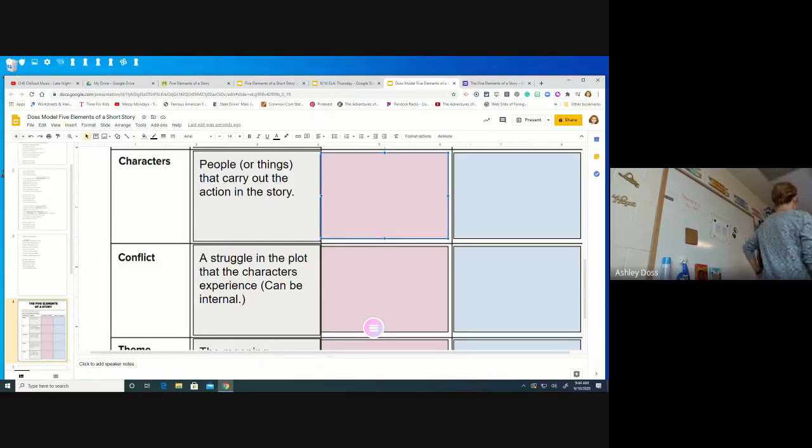Human nature. Okay, can I squish characters? Everyone got characters?